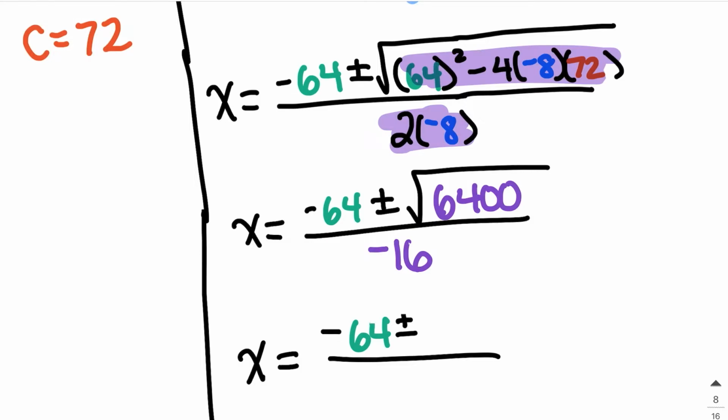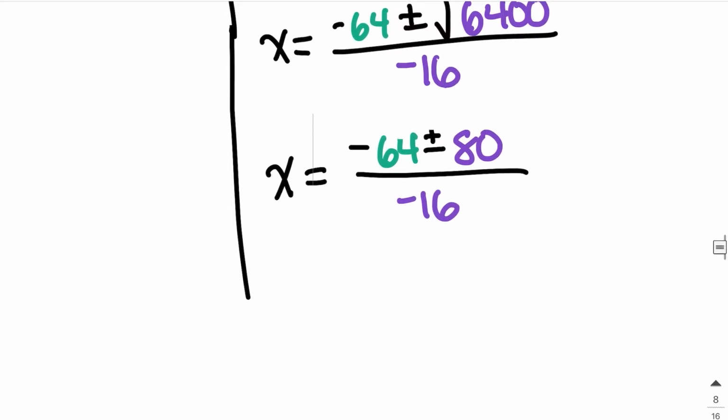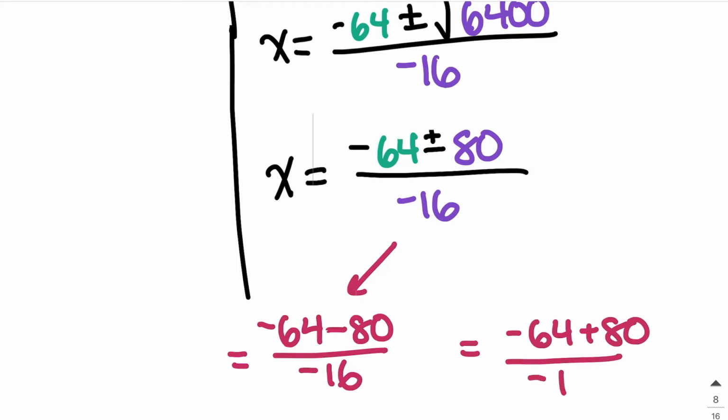And the square root of 6,400 is 80. So I get negative 64 plus or minus 80, and that's all over negative 16. Now I'm ready to go to my two separate answers. So one of my answers here is going to be negative 64 minus 80 over negative 16. And then the other one is going to be negative 64 plus 80 over negative 16.